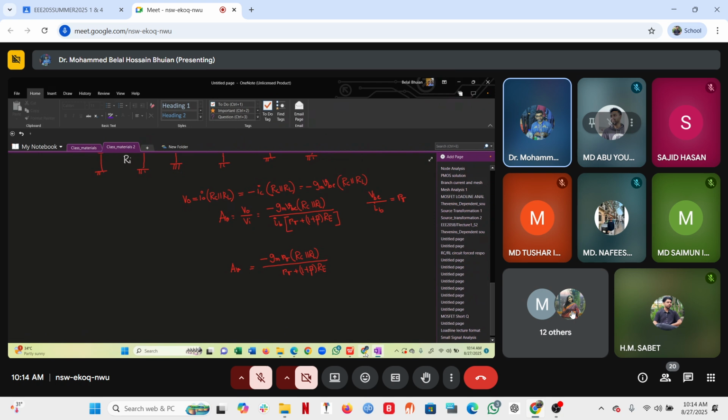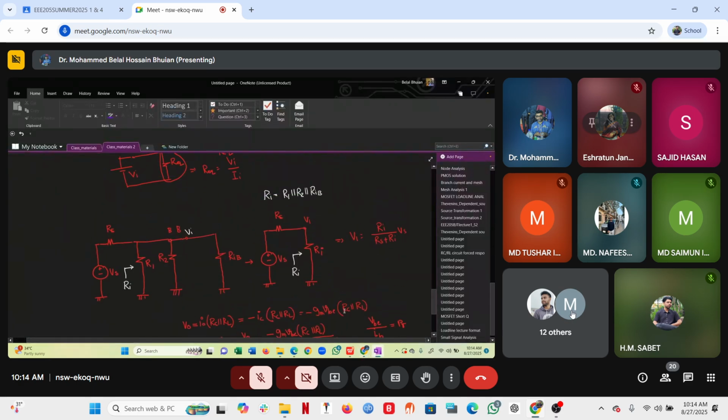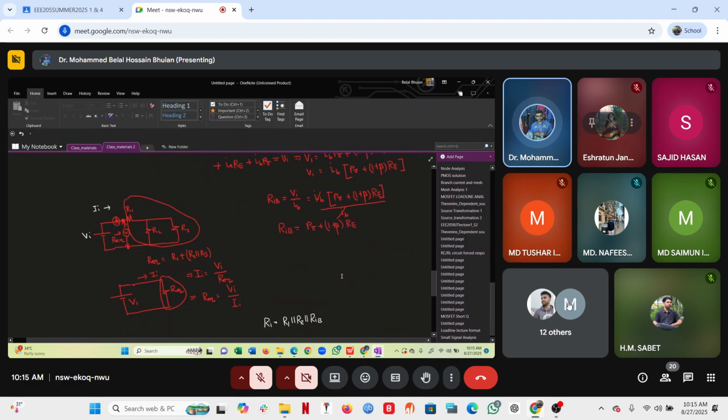Any question so far? Sir, could you scroll up a little? Sure. Sir, here we found one more equation for VI. It was just establishing the relationship of VI with VS. Ultimately what we need is VI, right? Yes sir. So although it's not required, it's not being used. Okay. Any other question?